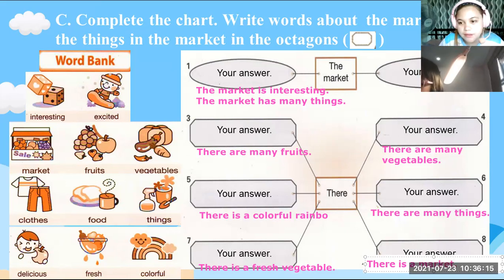Okay, very good. So now can you read your answers, Han? The market is interesting. The market has many things. There are many fruits. There are many vegetables. There is a colorful rainbow. There are many things. There is a fresh vegetable. There is a market. Okay, very good. So all your answers are correct.